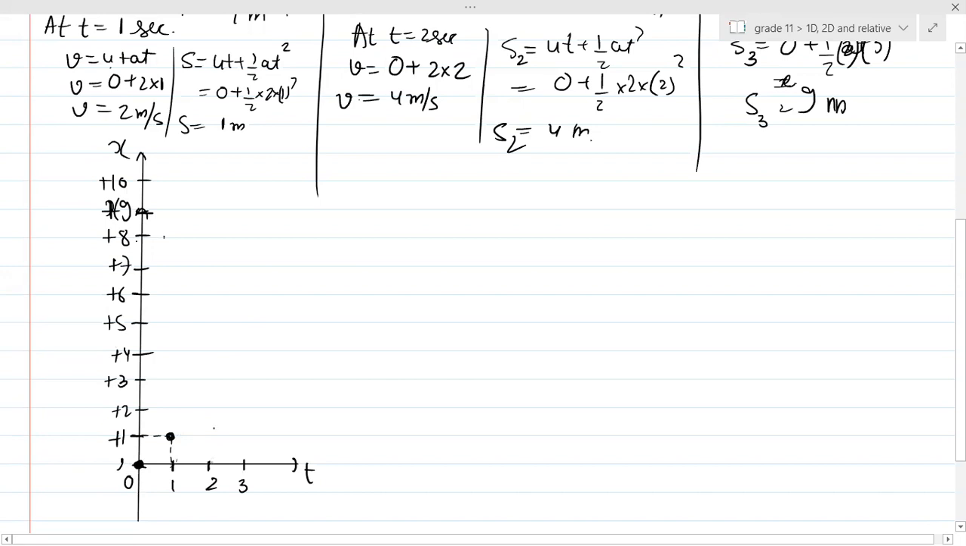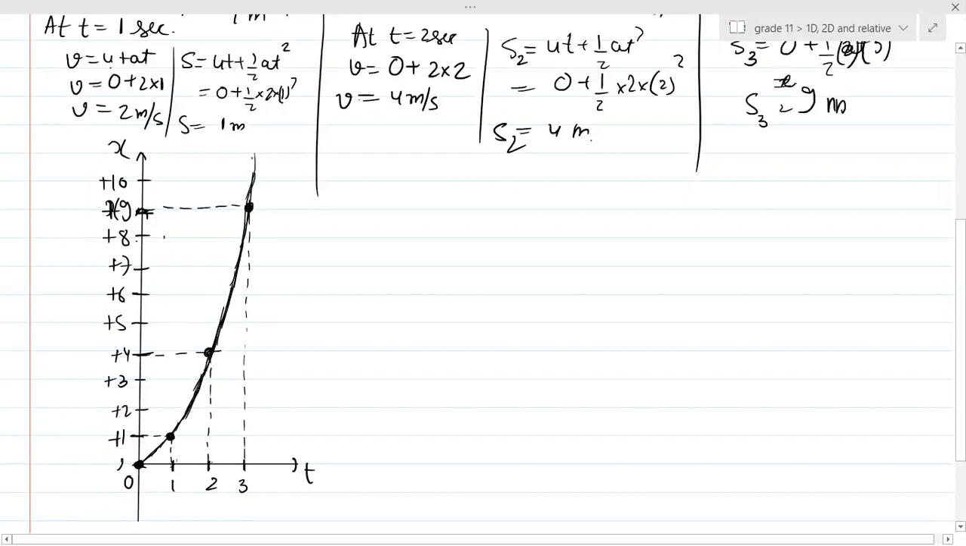And at t equals to 2 second, the object came to x equals to plus 4. So this one. At t equals to 3 second, the object came over here. Are you getting my point, guys? See how the graph is going. So can you see when you connect all this by a smooth curve, the graph looks like this? And so on.